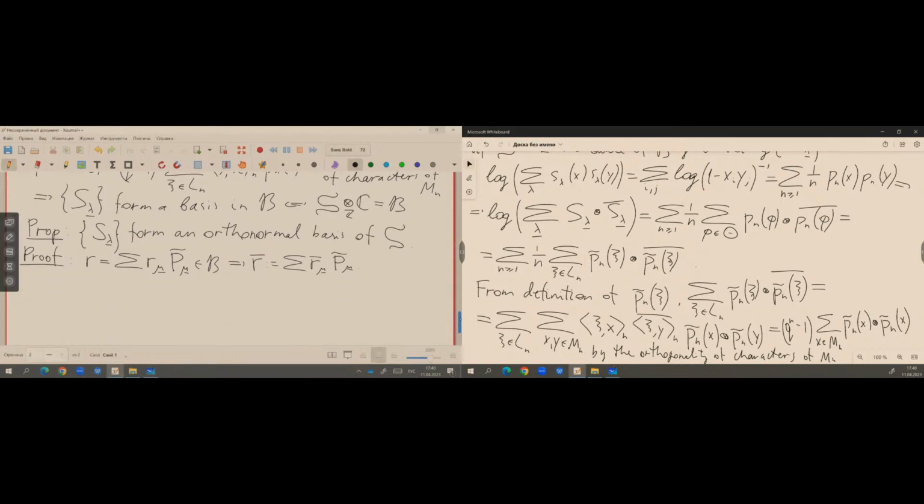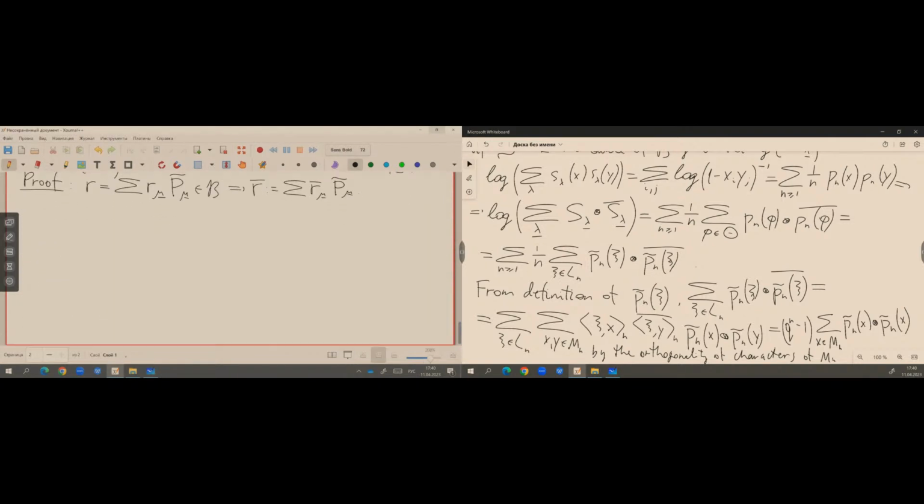Okay. No, sorry. Something's wrong. Okay, so maybe I just wanted to show the claim, but the claim was that they form an orthonormal basis. So we're almost done.